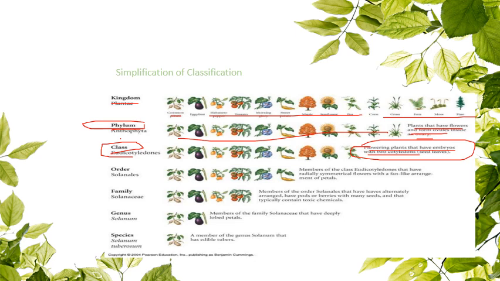After this, we further classify the plants into the next category, that is order. Here we have attributes like the members of the class of eudicotyledons that have radially symmetrical flowers with a fan-like arrangement of petals. So in the order, we further have a lesser number of plants as compared to the class.